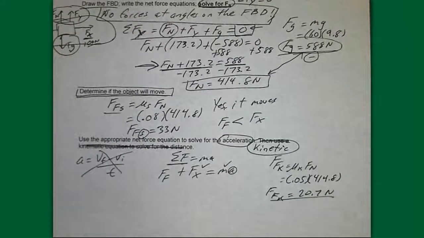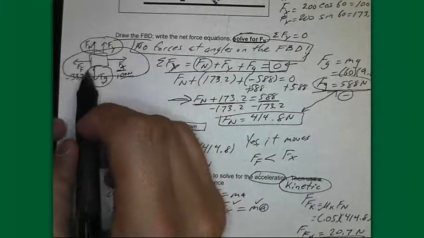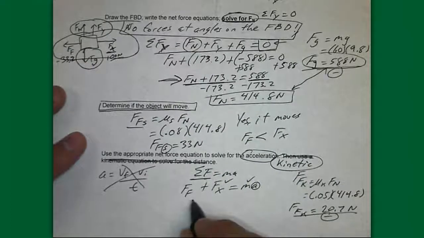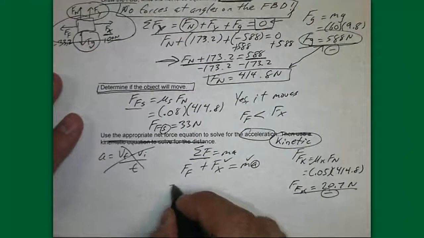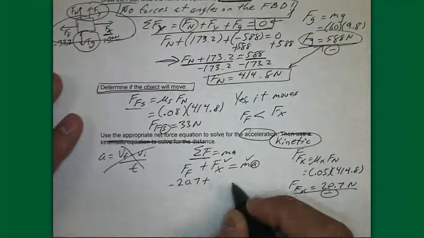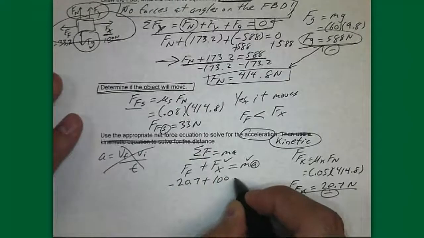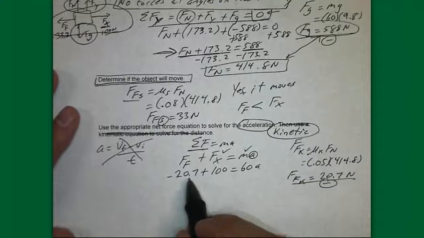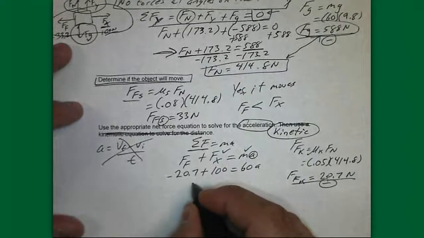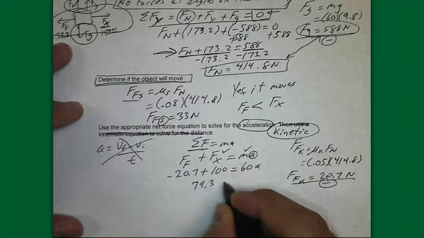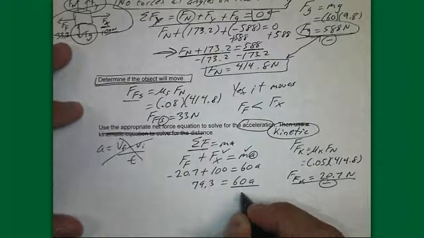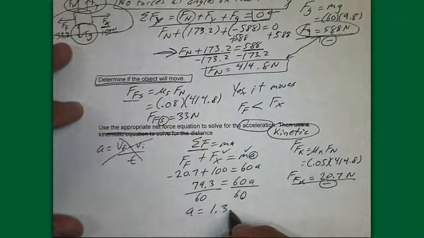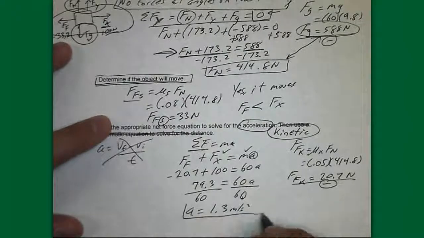And it's really important at this point to look at your free body diagram and note the direction of the frictional force, that it will be negative and should be negative when we put it into our sigma F equation. So negative 20.7 plus the x force of 100 newtons equals the mass times the acceleration. Mass is 60. 100 minus 20.7 gives us 79.3 positive. And if you divide both sides by 60, you'll find that the acceleration is 1.3 meters per second squared.